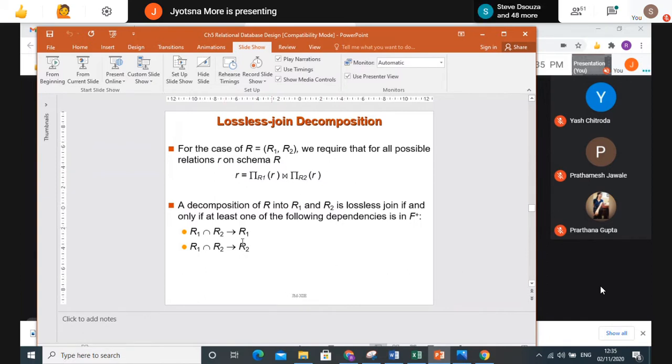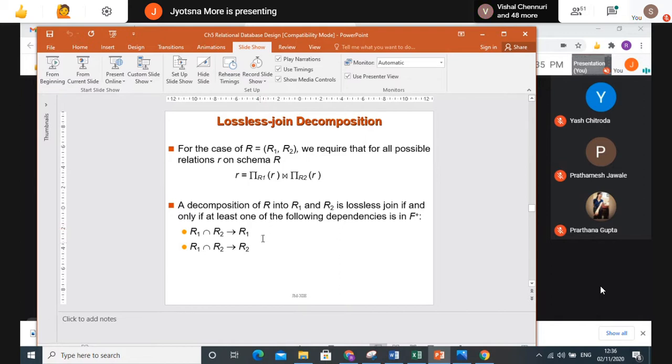A decomposition of R, when you are dividing it, decomposing it, into R1 and R2 is lossless join if and only if at least one of the following dependencies is present in F plus. Now here you are checking R1 intersection R2 determines R1. R1 means what? R1 means the complete R1 set. But for that, you can check whether the primary key of R1 is determined. If it is, then it is true.